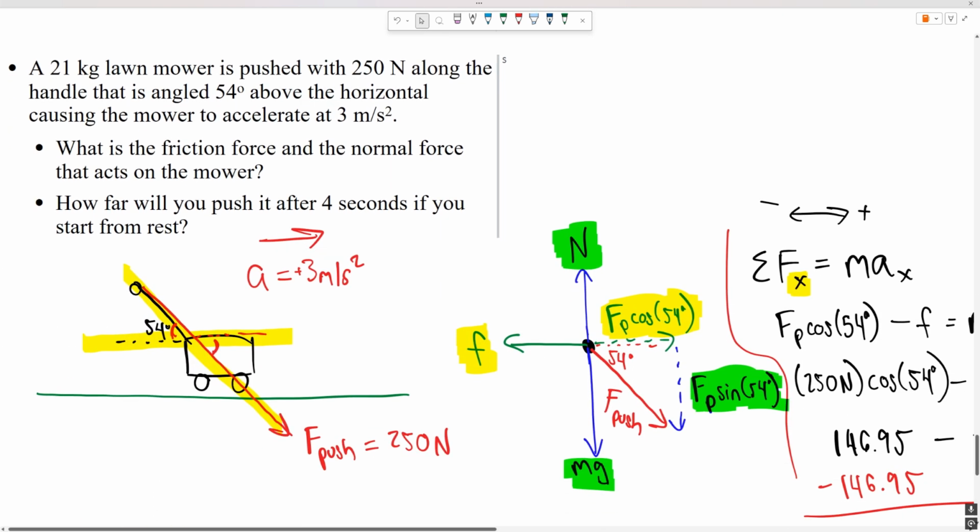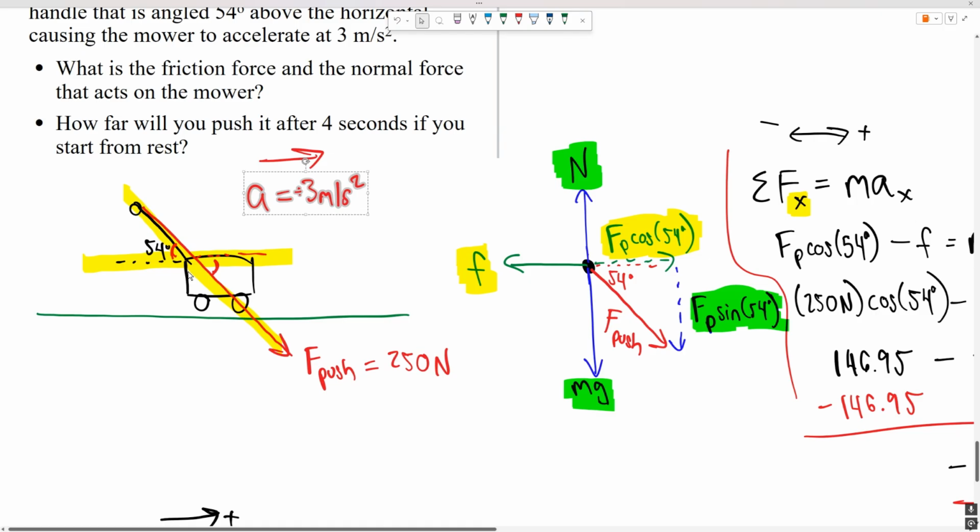Okay, so let's look at a diagram here because this maybe is a little bit hard to understand from just the words. So the idea is we have our lawnmower, and you have your lawnmower with your handle here. And in this problem, we're not going to push it just to the right. We're actually going to push along the handle, as it says here. So we're going to push parallel to the handle into the ground a little bit, so to the right and down. We're going to be pushing with 250 newtons at an angle of 54 degrees with the handle. And that's going to cause it to accelerate to the right here at 3 meters per second squared.